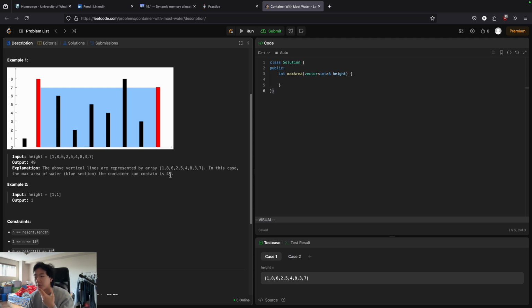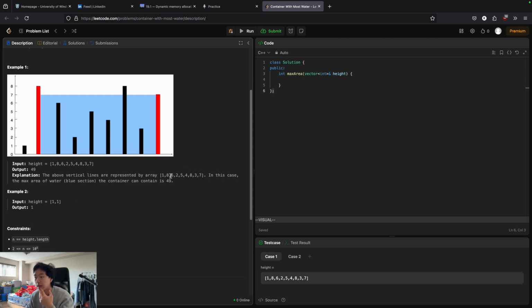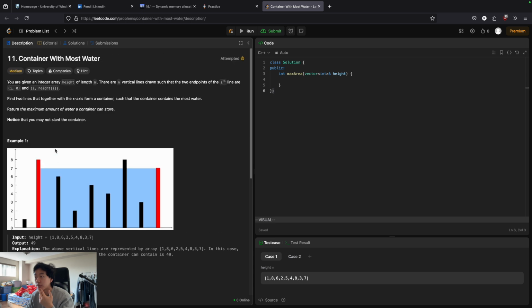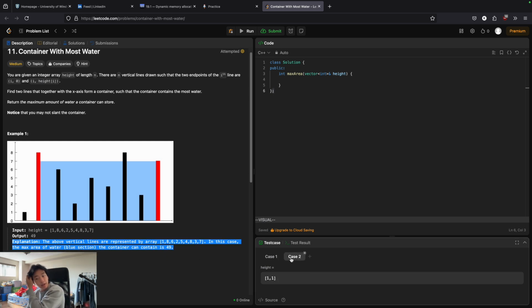And how do they calculate the area though? I'm assuming that they take the two endpoints of the ith line. So let's see. We have 1, 2, 3, 4, 5, 6, 7, 8. That should be 8 times 7, 56. No, but it's 49 in this case. And if the height is 1 and 1, then we just return 1.